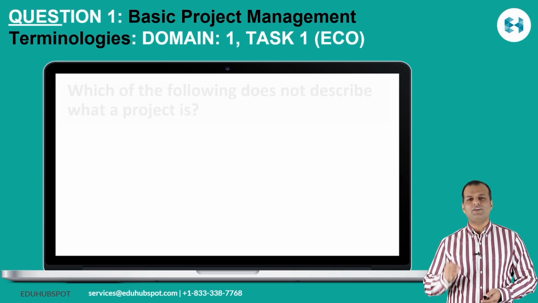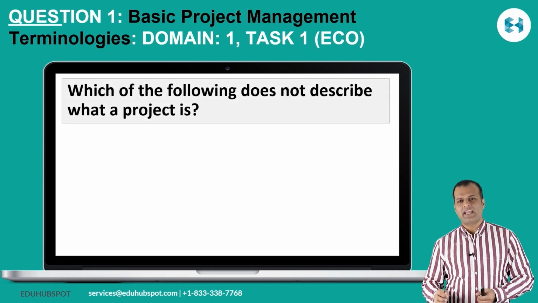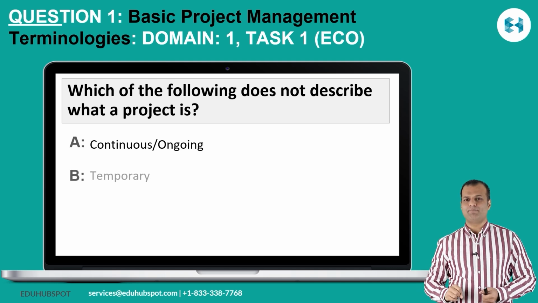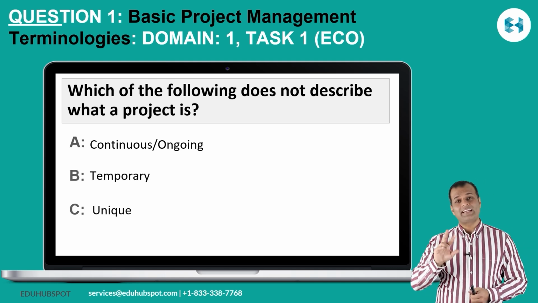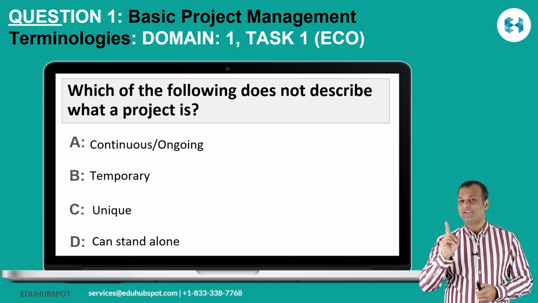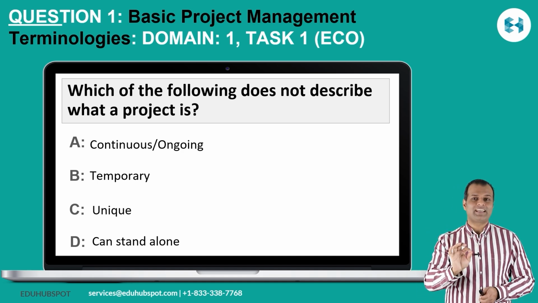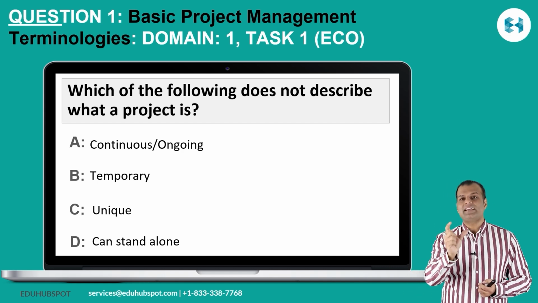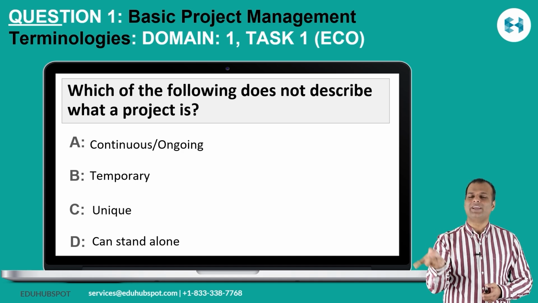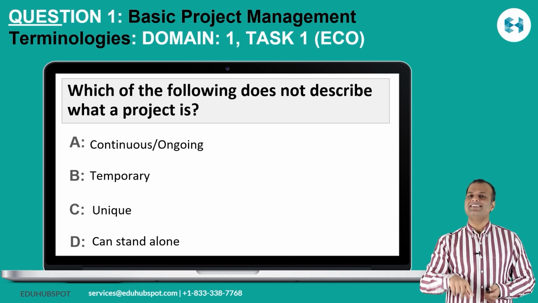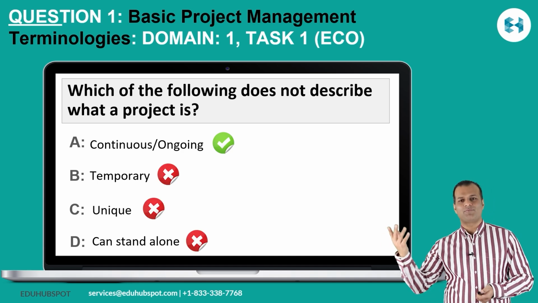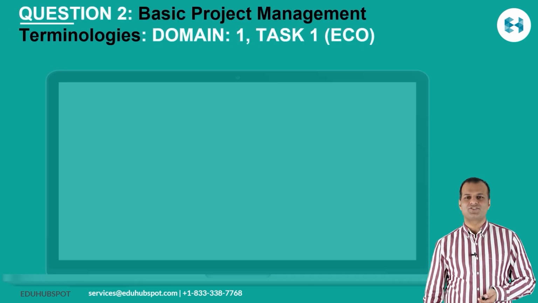Question number 1. Which of the following does not describe what a project is? A. Continuous ongoing. B. Temporary. C. Unique. D. Can stand alone, which means basically a standalone project. As I told you, a project is temporary, which means that it has a specific end date. It's not continuous, it's not ongoing. In fact, a continuous or ongoing effort is an operation. So option A is not what a project is. Okay, let's do the next question.